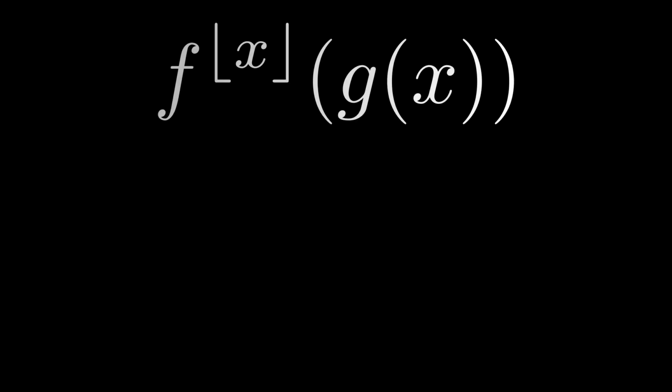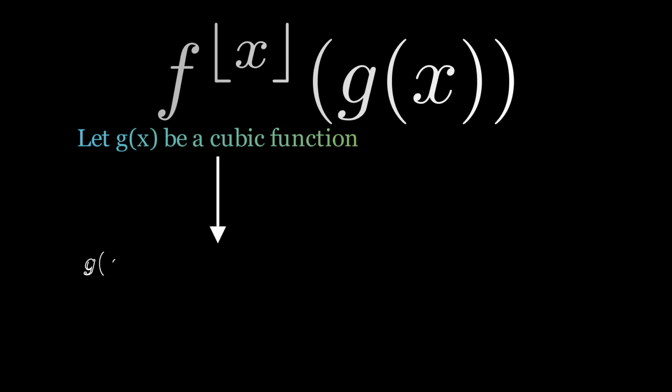Hello and welcome. Today we're going to go over a weird function. We are going to increment the derivative of g of x as x increases by 1. g of x will be a cubic function such that g of x is equal to ax cubed plus bx squared plus cx plus d.